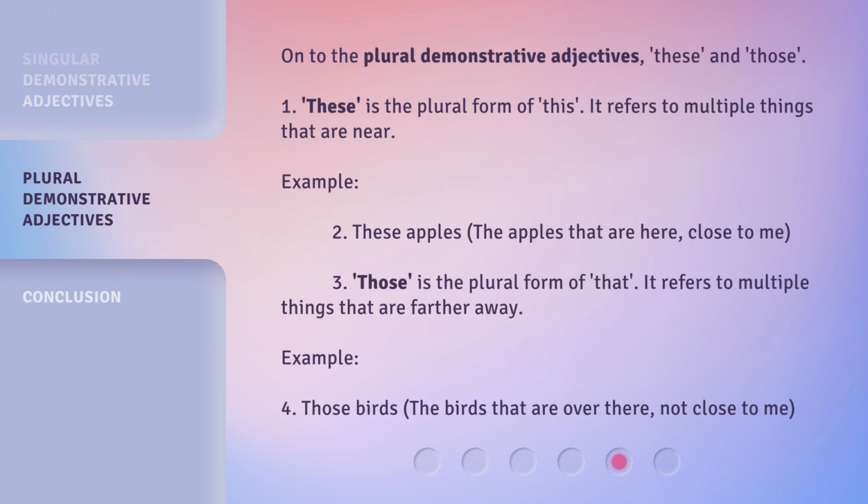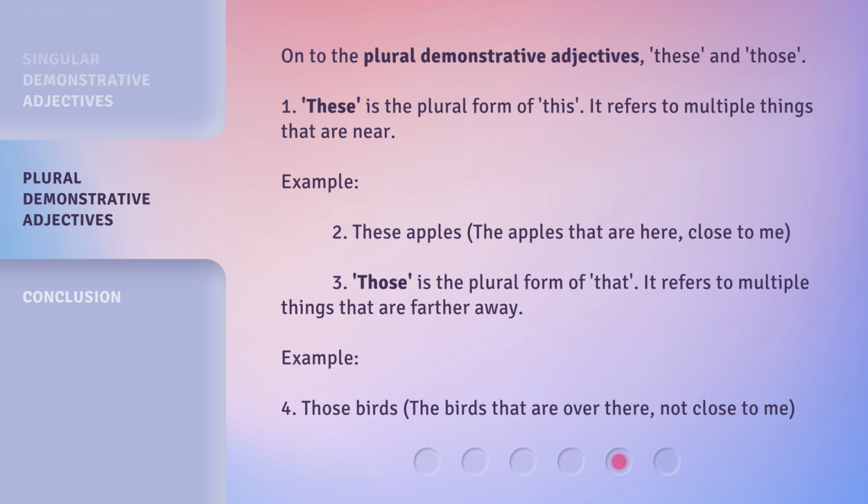On to the plural demonstrative adjectives, these and those. 1. These is the plural form of this. It refers to multiple things that are near. Example: 2. These apples, the apples that are here, close to me.